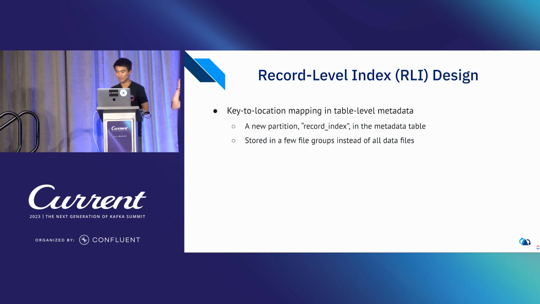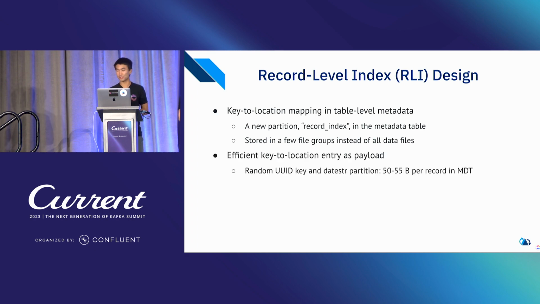To realize that, we create a new partition called record index directly inside the metadata table to store the mapping and the index metadata. This data is laid out in a few file groups instead of co-locating with other data files, so that it can drastically cut the cost of file I/O. To make the storage footprint pretty low, we design an efficient key to location entry, so that a combination of random UUID and date stream partition only takes 50 to 55 bytes.